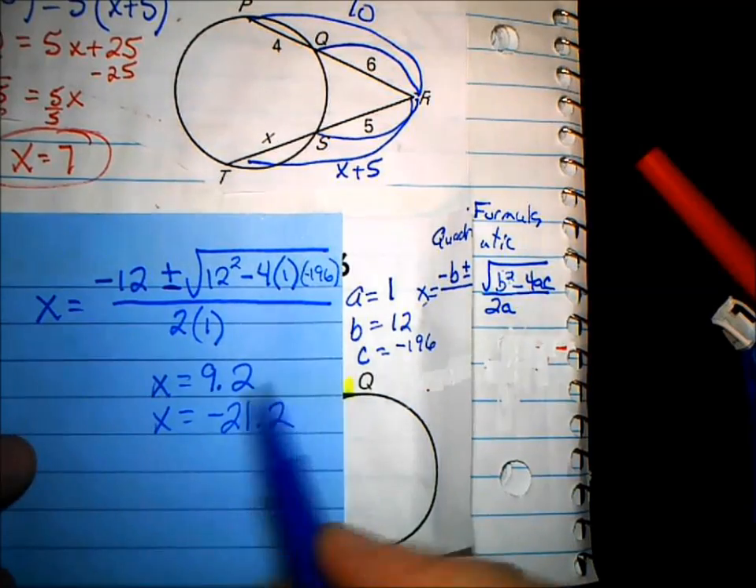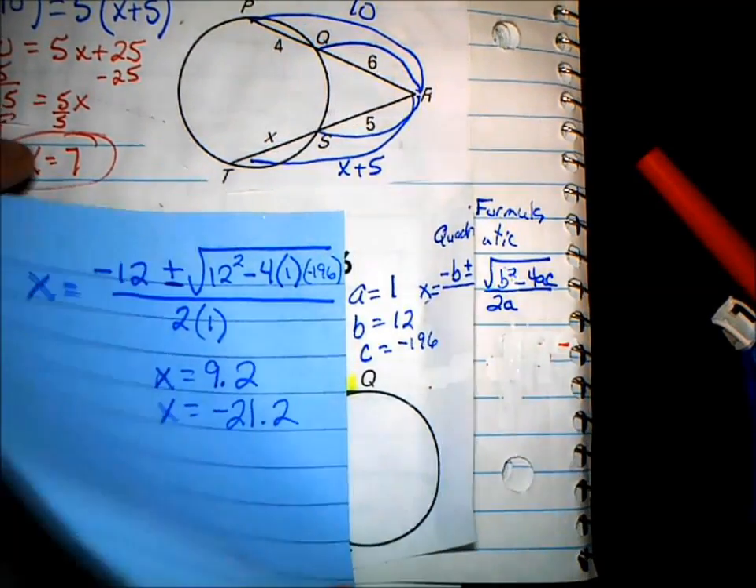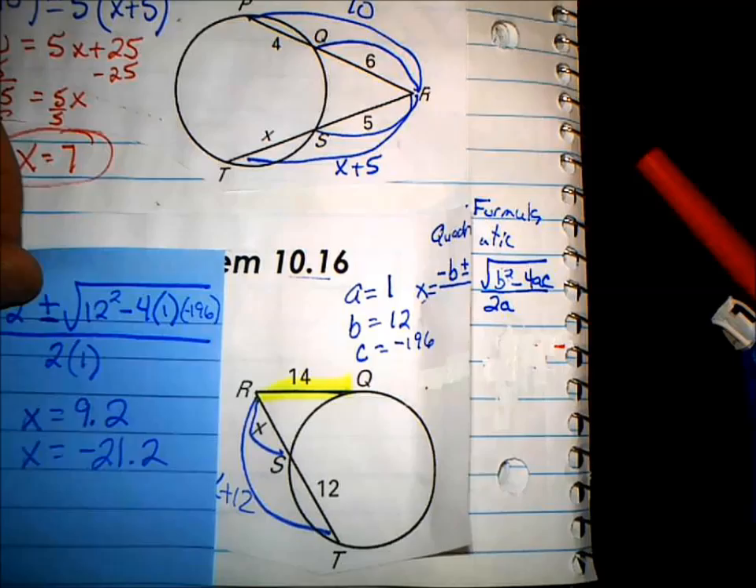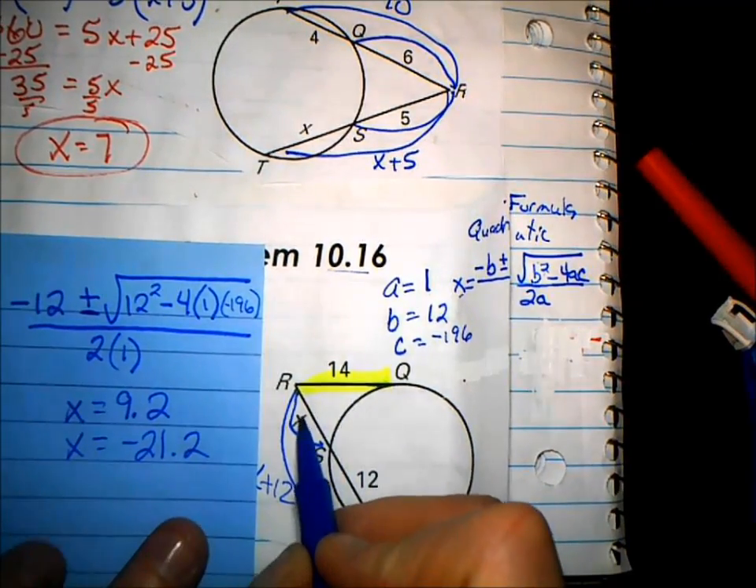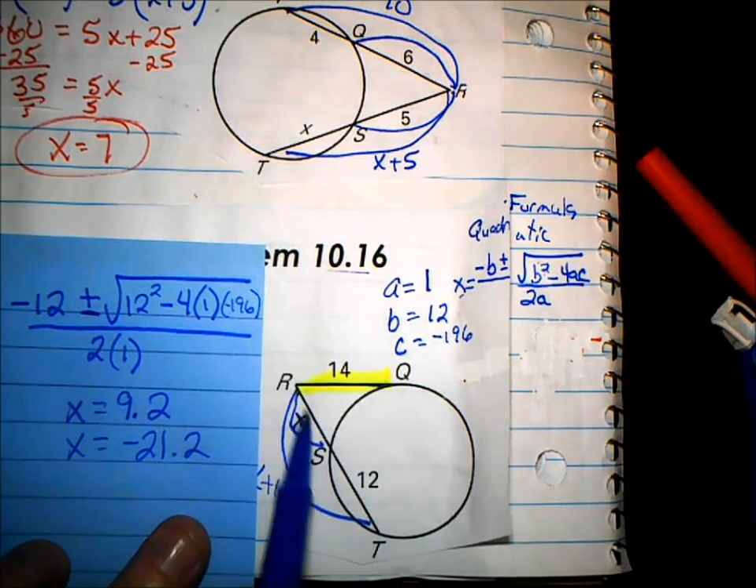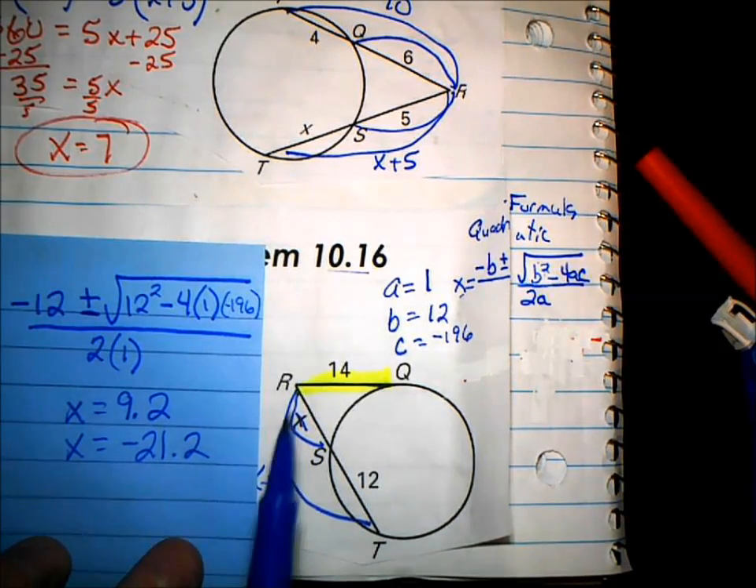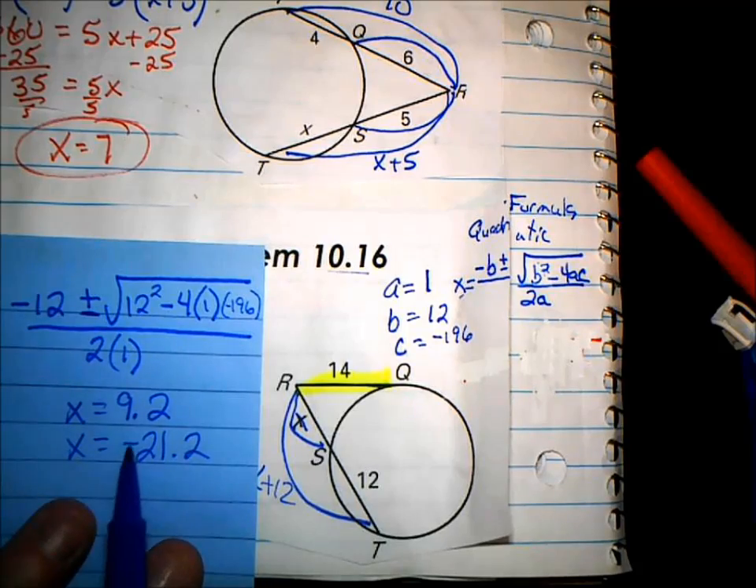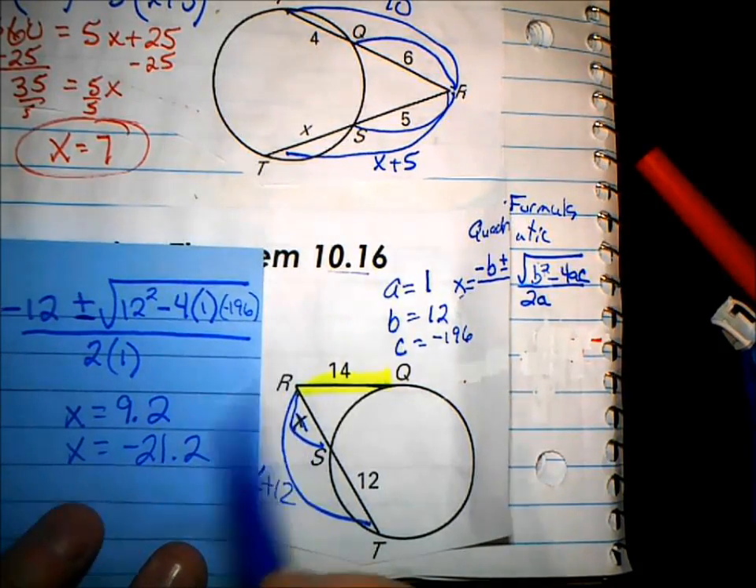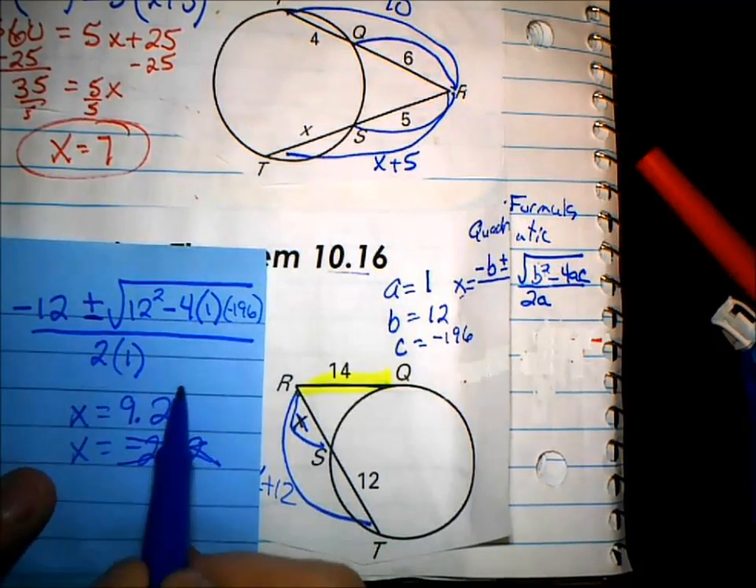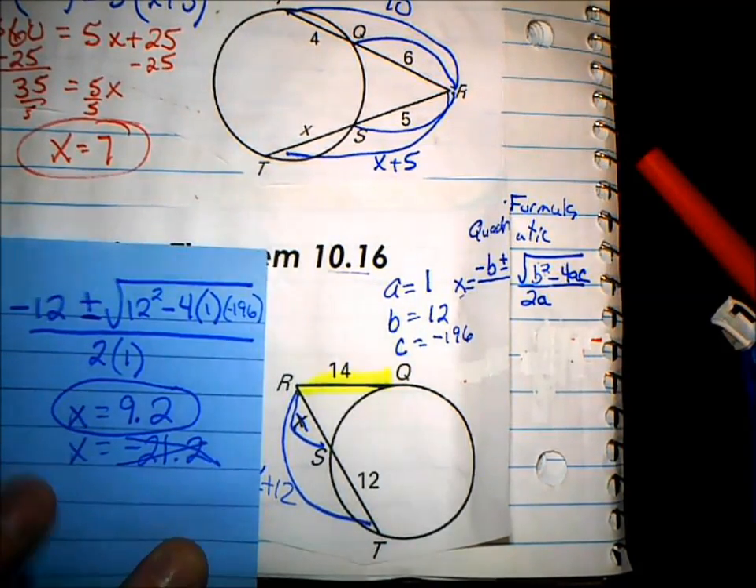Okay, if I look at my two answer choices, I need to look at my picture to make sure that they both are valid answers. And if I look at my picture, the x actually represents a length of a segment all by itself. So that means I cannot have this negative 21.2, because that means that length there would be a negative value. So I know this is not an option. My only answer is actually 9.2 for the length of that segment.